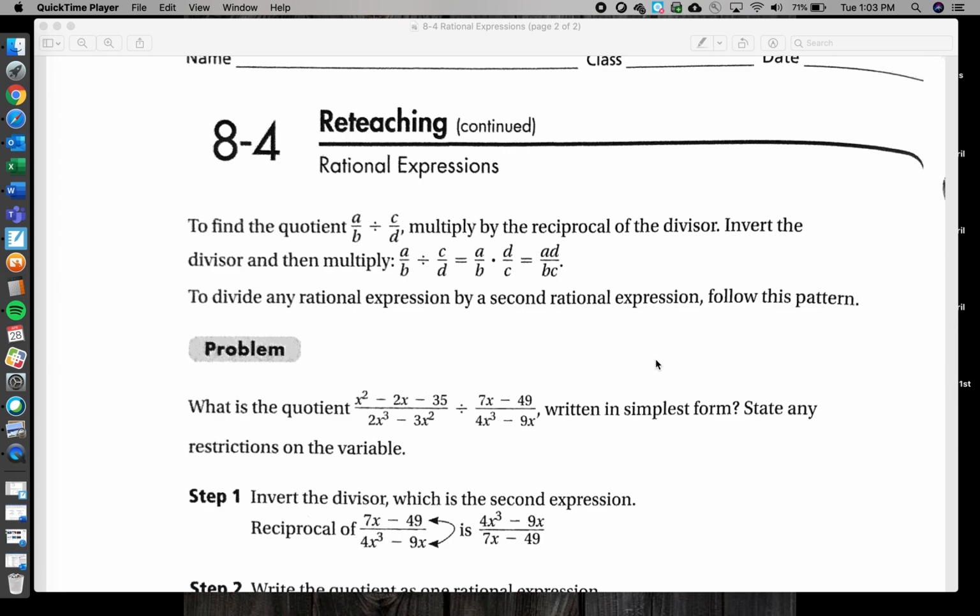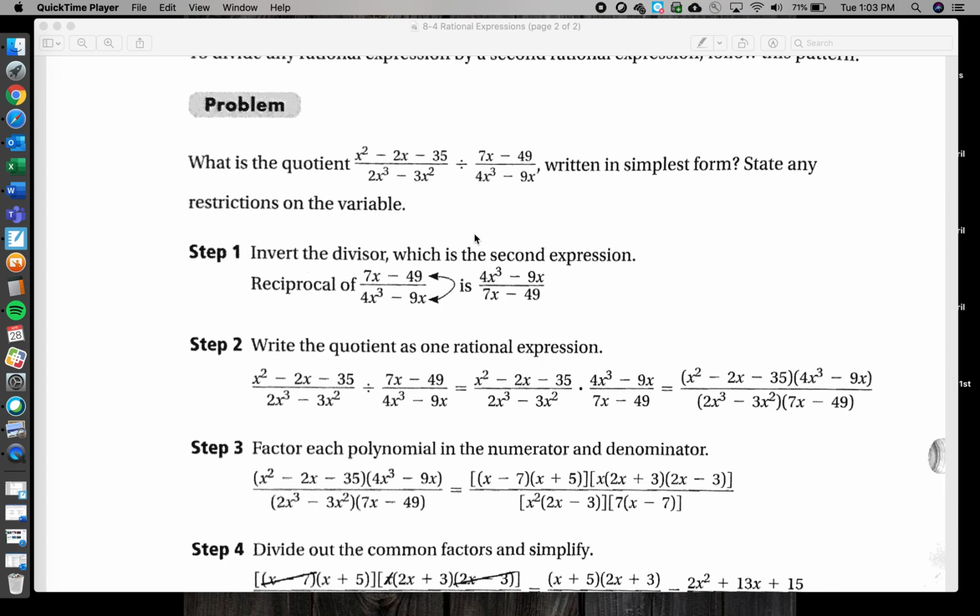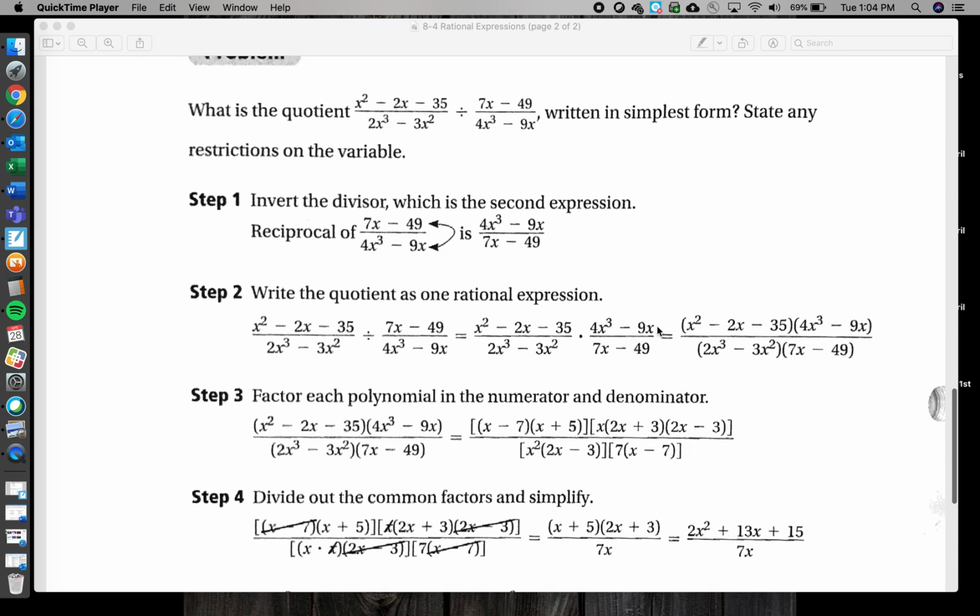Then on the back side, now we're actually doing an operation with those. It's just 1 or 2 extra steps is all we're doing. Notice it says to find the quotient. The divisor is the second part, okay? So all you're really doing is, when you divide by a fraction, you're multiplying by the reciprocal. If you take a look at this example, step number 1, notice this is a division problem. So the first thing they're saying is, instead of having a division problem, let's rewrite it down here as step 2 as a multiplication problem instead, okay?